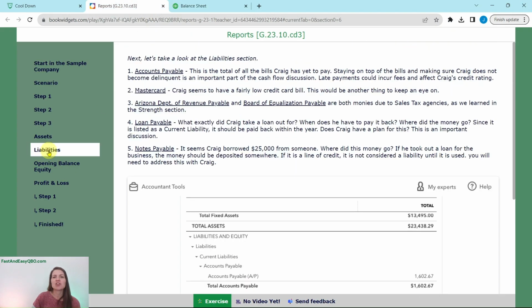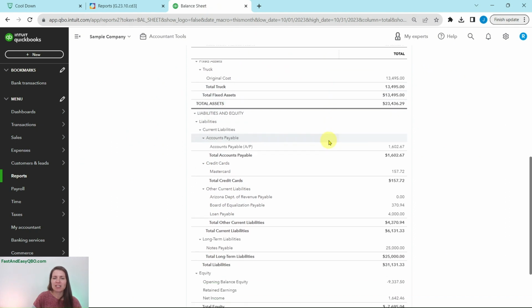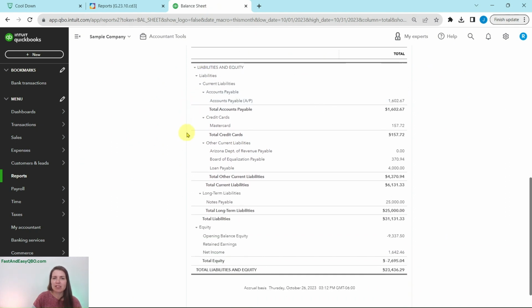So now let's move on to liabilities. The first thing here is the accounts payable, and this is the total of all the bills that Craig has yet to pay. Staying on top of the bills and making sure Craig does not become delinquent is an important part of the cash flow discussion. Late payments can incur fees and affect Craig's credit rating. So here we're moving down into the liabilities and equity section. Here are all of the liabilities right here.